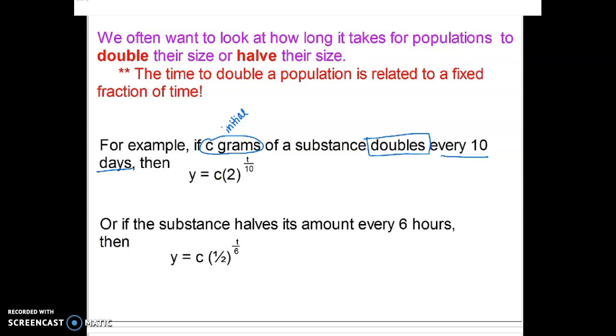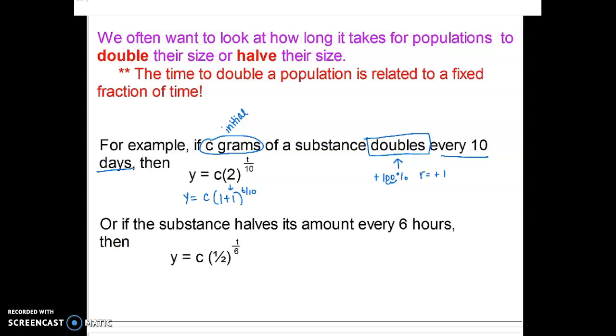So let's just look at the doubles part first. If something doubles, that means it increases by 100%. That means your R would be positive. If you move that decimal over twice, that would be positive 1. So in your parentheses, you would have 1 plus 1. So just know that's where that came from. This 2 is really 1 plus 1 in there.